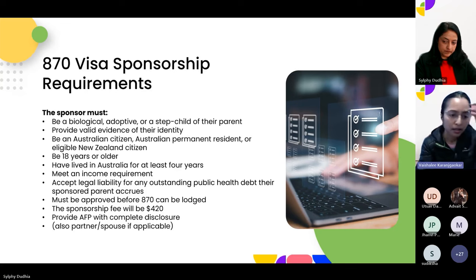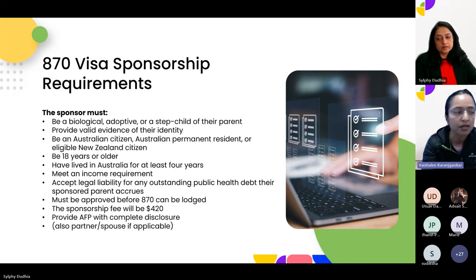Provide valid evidence of their identity and proof that they are Australian citizens or permanent residents, which includes their Australian citizenship certificates, Australian PR visa, or proof that they are eligible New Zealand citizens. They must be 18 years or older. If they are less than 18 years, there are alternative sponsorship arrangements available. But usually, if the child is above 18 years, they meet the requirements.